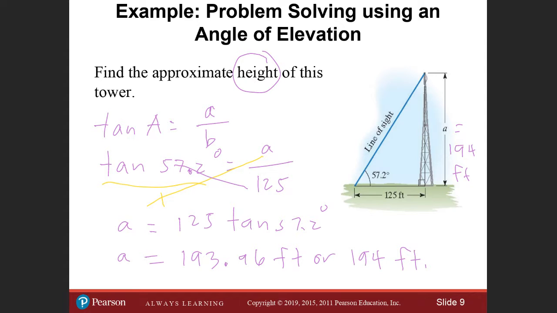Okay, so that's the application problem for the angle of elevation. Angle of depression would be the same also, as long as you actually recognize the six basic trigonometric functions. So you can choose, there are more than one solutions here, but the answer would be just the same.